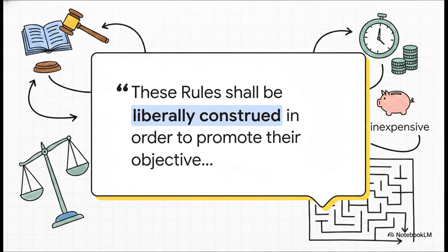Now, the overarching philosophy behind all these procedures is laid out right at the beginning in Rule 1, Section 6. It explicitly states that these rules should be liberally construed. So what does that actually mean for us? It means they don't exist just to create some bureaucratic nightmare or to trap people in endless technicalities. The ultimate goal is to secure a just, speedy, and inexpensive disposition of every single action. The rules are just the vehicle, justice is the destination.